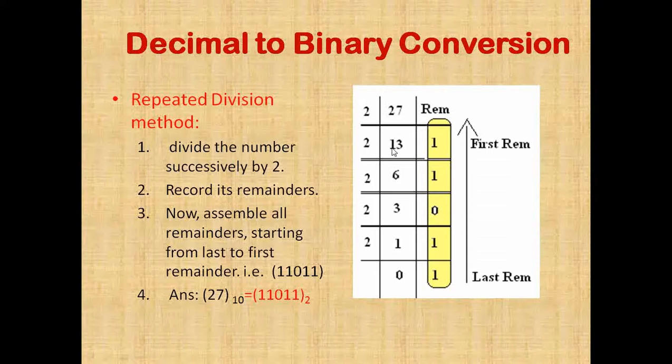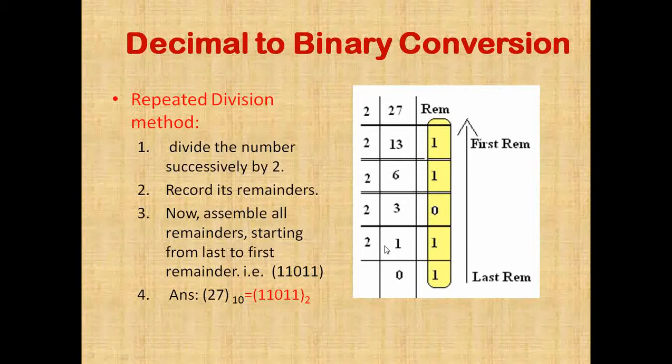Then again we will divide the quotient by 2. So if we divide 13 by 2, 2 6s are 12, we get the remainder as 1. We will note down that remainder here. Then again we will divide the quotient by 2. So 2 3s are 6, and the remainder is 0. Again we will divide this quotient 3 by 2. So 2 1s are 2, and the remainder is 1.